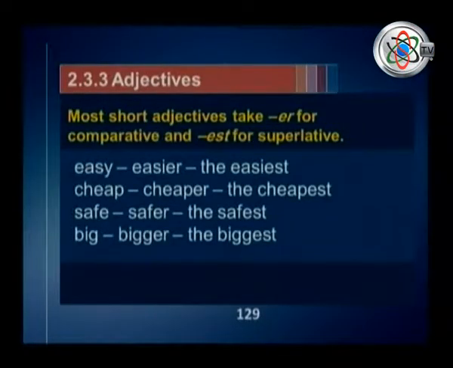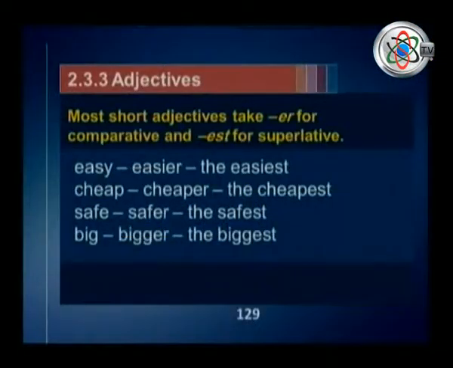Most short adjectives take ER. For example, we have a monosyllabic adjective with one syllable. Tall, taller than, the tallest. Short, shorter than, the shortest, and so on. This is a monosyllabic adjective. So most short adjectives take ER for comparative and EST for superlative.